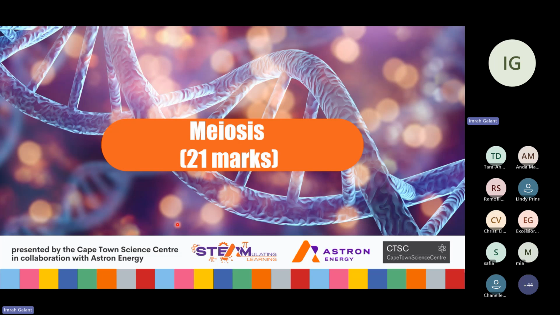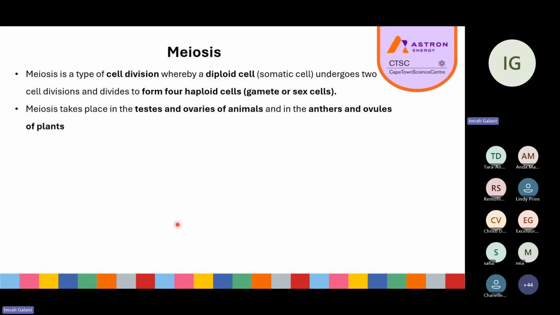Okay, so meiosis. So let's just break down meiosis into its different parts, and I'm just going to highlight the important parts of meiosis again. So what is meiosis? It's a type of cell division where a diploid cell, a somatic cell, undergoes 2 cell divisions and divides to form at the end 4 haploid cells, gametes or your sex cells, right? So remember, meiosis undergoes 2 cell divisions, meiosis 1 and meiosis 2.